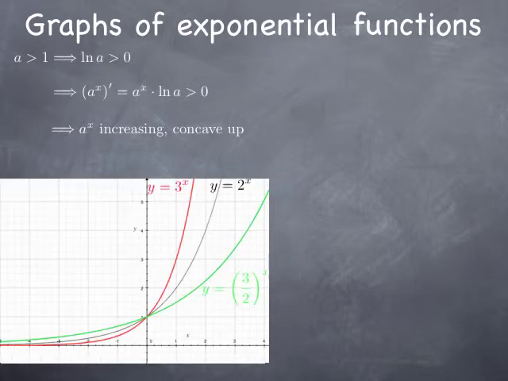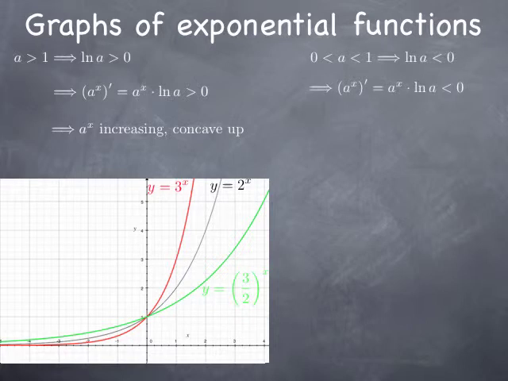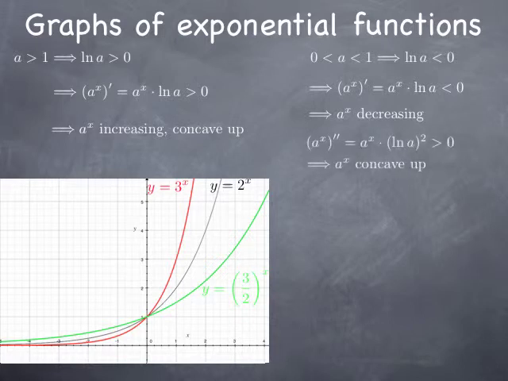So more specifically, looking at that in a closer manner, if a is between 0 and 1, then of course the natural log is going to be negative. And that means the derivative is a positive quantity a to the x multiplied by ln of a, and that's going to be negative, meaning that the function is decreasing. The second derivative on the other hand is a to the x multiplied by ln of a squared, so that's going to be positive, and therefore the graph of the function is going to be concave up. That corresponds to what we've seen on the animation.